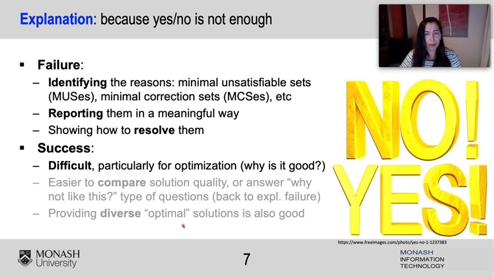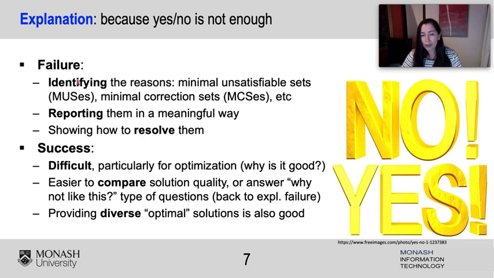And it's easier, that's what is often done, as a comparison. You compare the solution quality of two or more different solutions, or the most common one is to answer, why not like this? That's when you see a solution and you go, okay, well, I don't believe this is like that. How can I change it in this way? And that's why many times you go back to failure, and then you go back to explaining the failure. And also a very good way of explaining success is providing diverse optimal solutions that you then compare, right? So all these things are very, very useful for explanation.